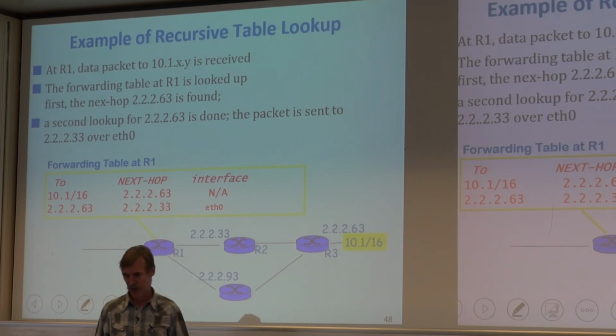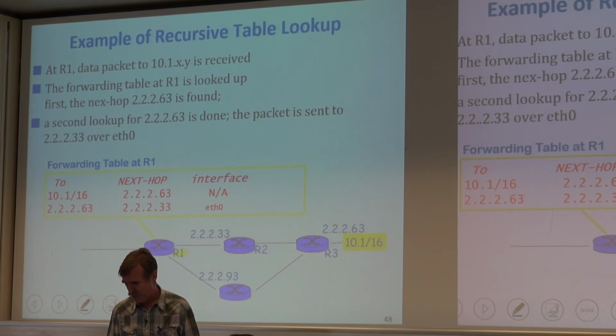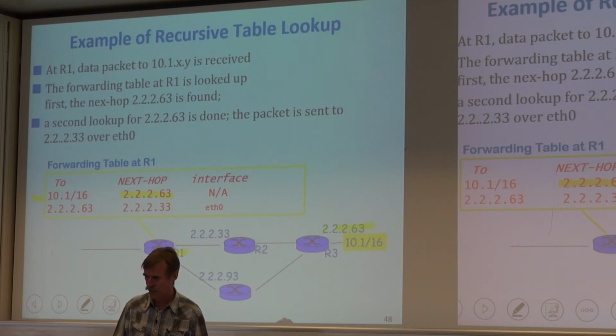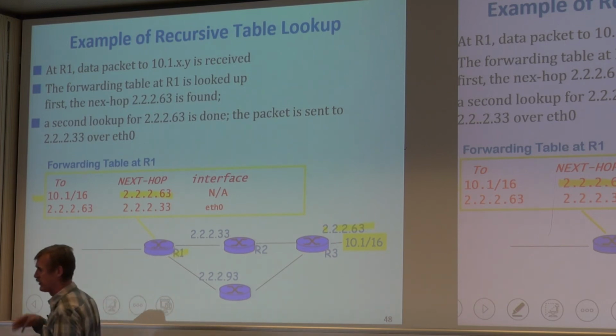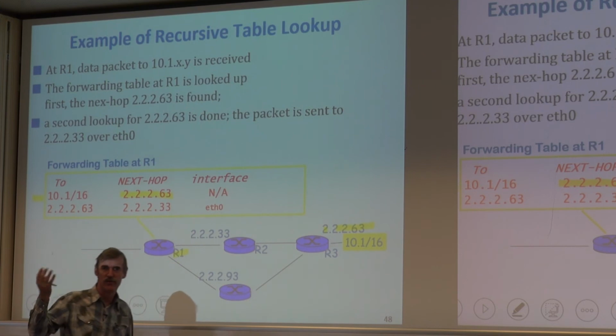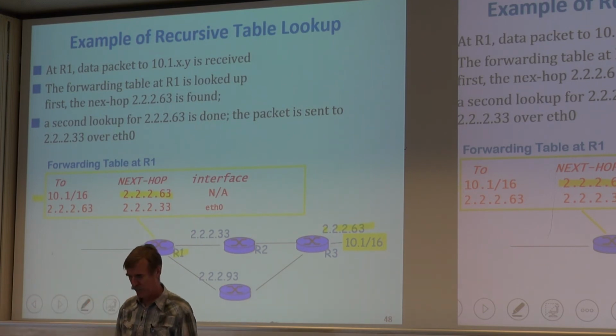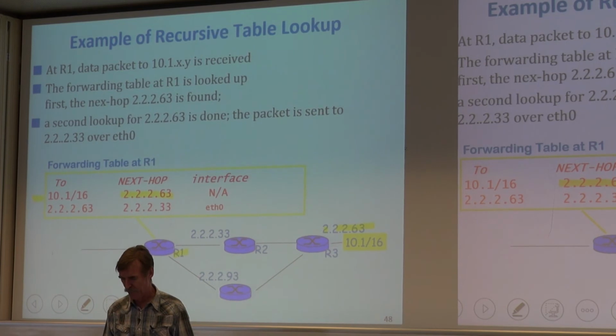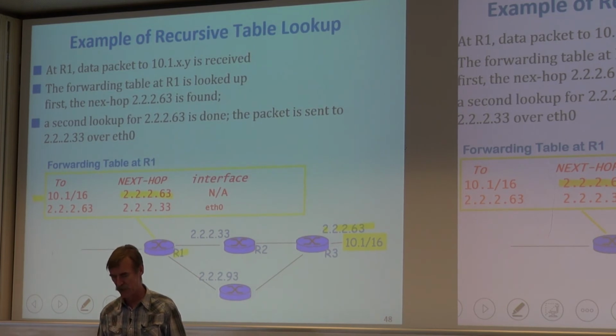So here's an example, another one. At R1, let's assume the routing table at this router contains to this destination 10.1.16, next hop 2.2.63, and 2.2.63 is here, so it is not on link. Normally in a routing table, there is the next hop, but also MAC layer information, which is the physical interface on which you have to send it, perhaps even the MAC address to save you the problem of doing ARP if ARP was done already. Here, of course, there's no interface because it's not on link.